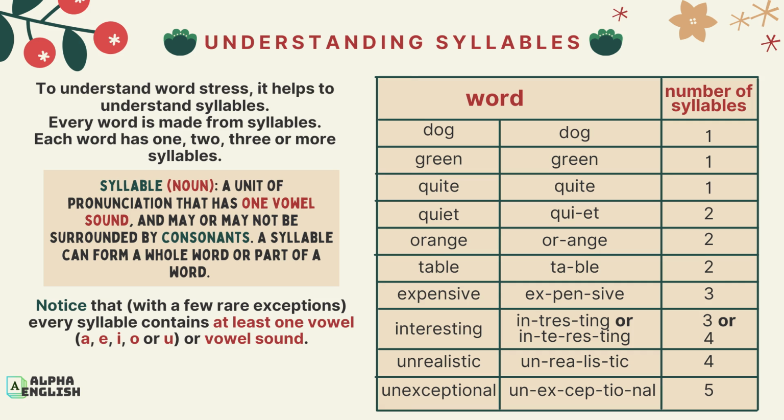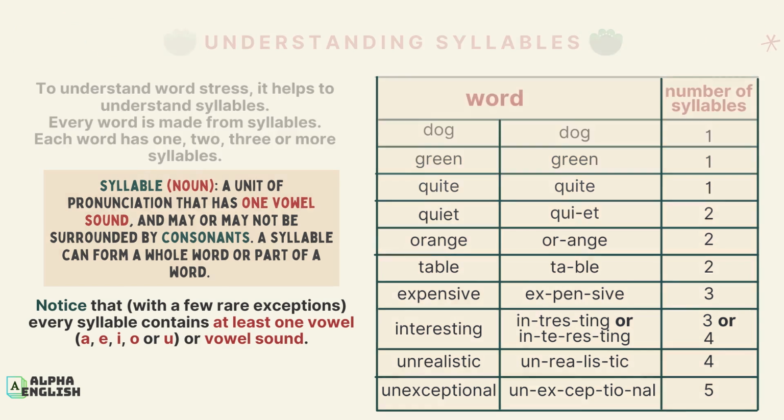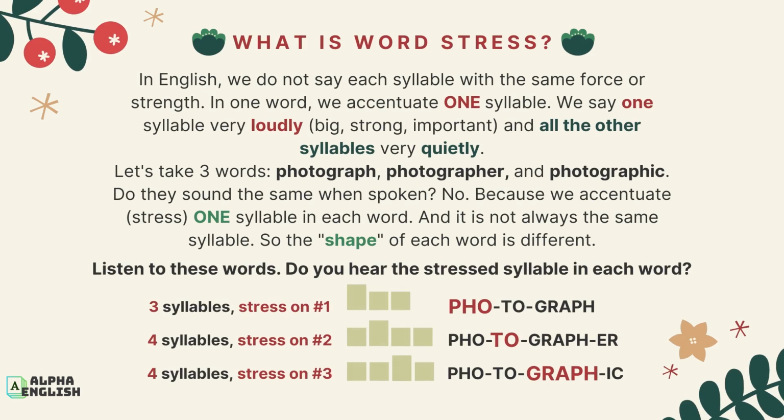Notice that, with a few rare exceptions, every syllable contains at least one vowel, a, e, i, o or u, or vowel sound. What is word stress? In English, we do not say each syllable with the same force or strength. In one word, we accentuate one syllable. We say one syllable very loudly, big, strong, important, and all the other syllables very quietly.